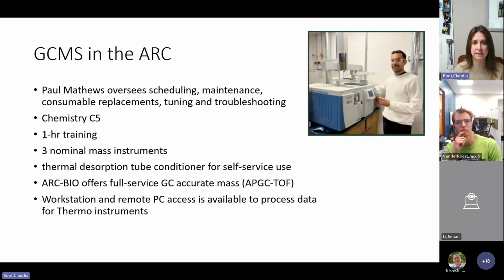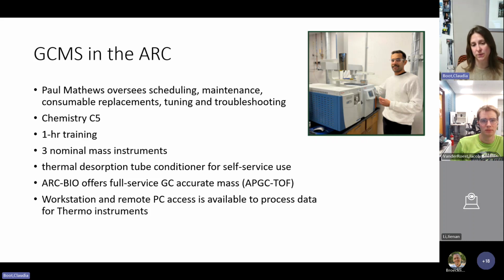Paul Matthews oversees all the GCMS in the ARC. He does all the GCMS things. So I'm always like, I don't know, talk to Paul. This is in Chemistry C5, and there's a 1-hour training that you need to go through with Paul in order to use the instrument. And we have 3 nominal mass instruments plus a thermal desorption tube conditioner if you want to do TD.